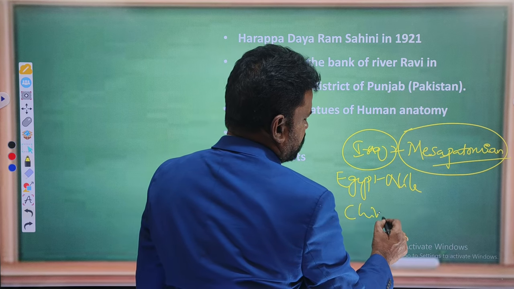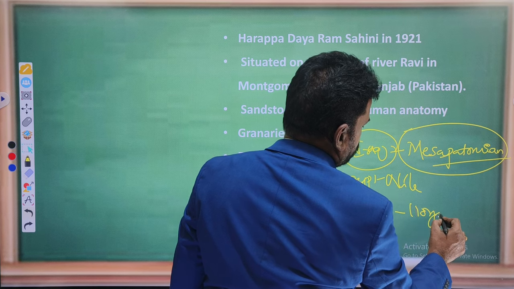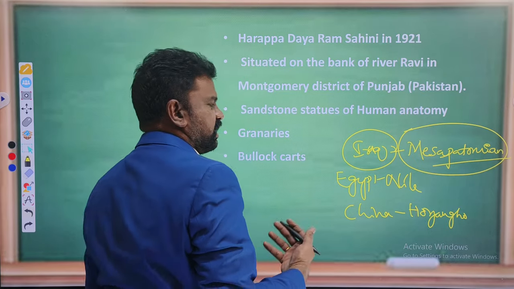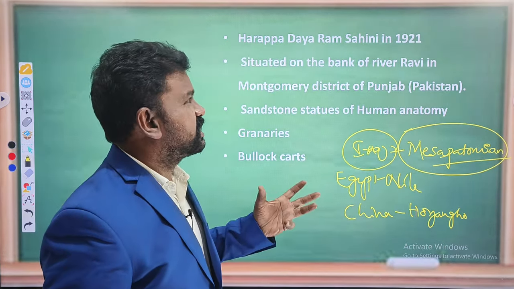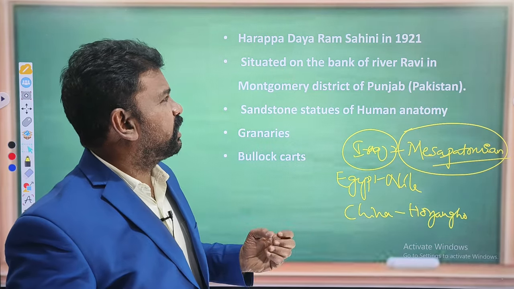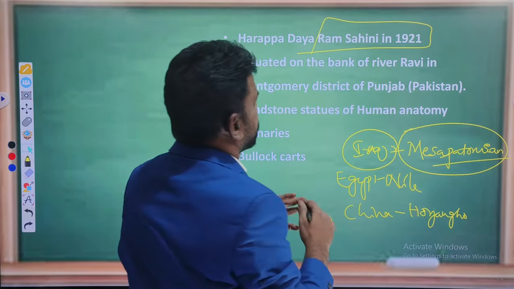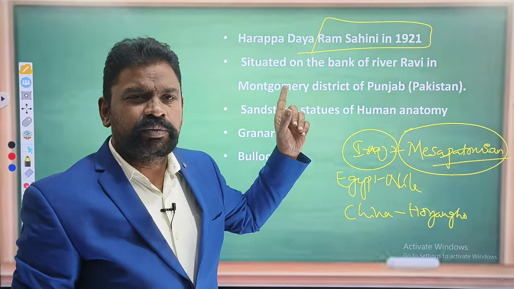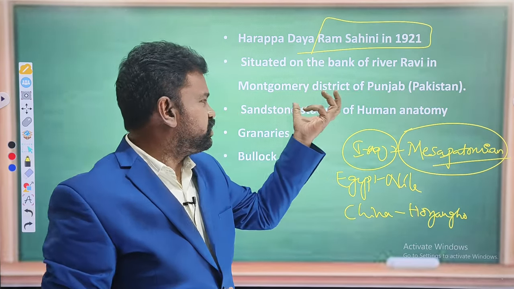The Chinese civilization was on the riverbank of the Huanghe. The Crete civilization was on the riverbank of the Danube. Like this, these are the contemporary civilizations related to the Indus Valley civilization. The first site was Harappa, discovered by Daya Ram Sahni in 1921. That's why the entire civilization is considered the Harappan civilization. It is located on the riverbank of the Ravi, in Montgomery district of Pakistan, in Punjab.